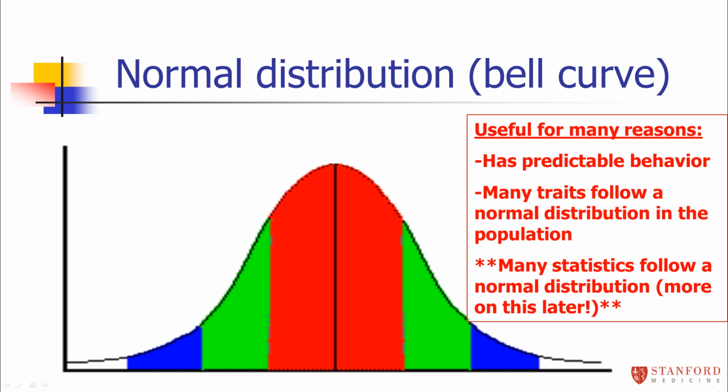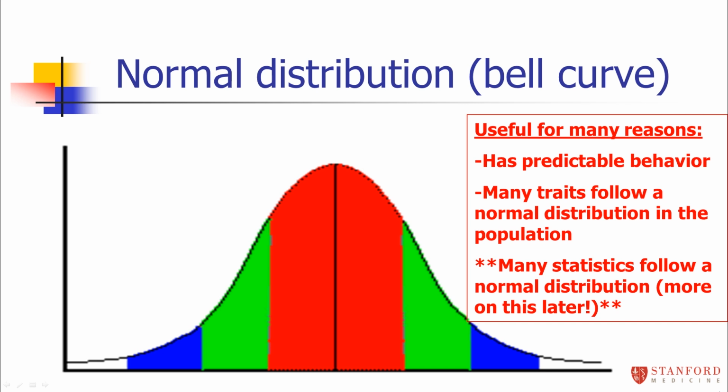Another reason the normal distribution comes up a lot is that many traits that we might measure in a population follow a normal distribution. There's lots of traits that don't follow a normal distribution, but there's a number that actually do. Things like IQ and height tend to fall on a bell curve. So that's another reason it comes up a lot.